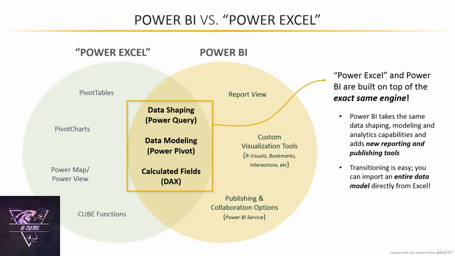Power BI takes the same data shaping, modeling, and analytics capabilities and then adds these incredible new reporting and visualization and publishing tools on top of them. So even though they're called different things in different places, the data loading tools will be called either Power Query or Get and Transform in Excel. The data modeling tools will be called Power Pivot in Excel versus the relationships view in Power BI. The fact is, it's all the same thing.